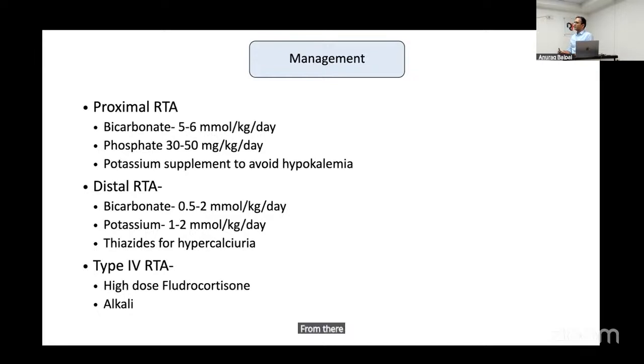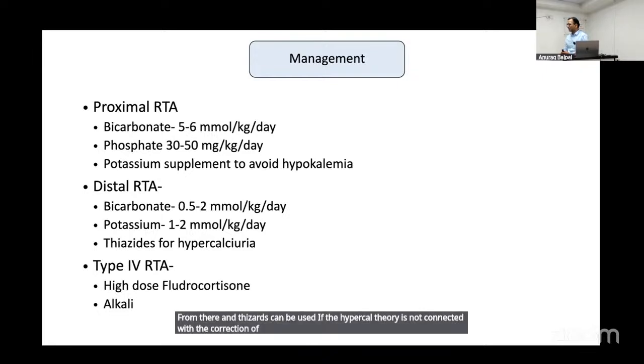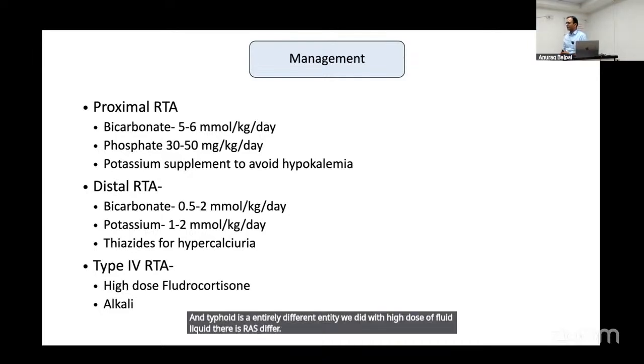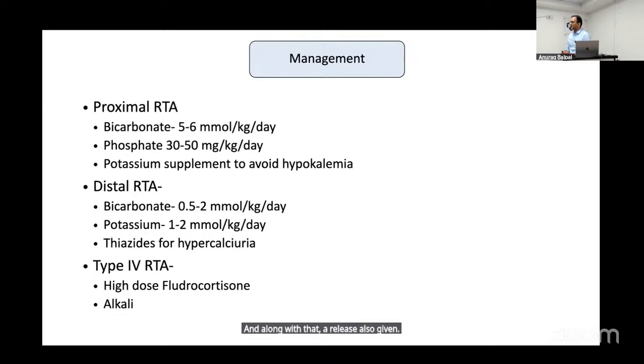Thiazides can be used if the hypercalciuria is not corrected with the correction of acidosis. And type 4 is an entirely different entity. We treat with a high dose of fludrocortisone if there is an RAS defect, and along with that, alkali is also given. So this was the presentation.